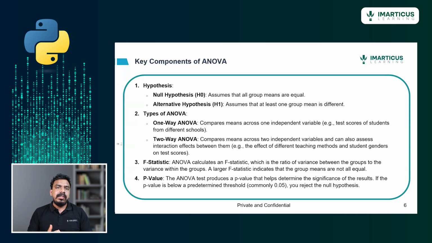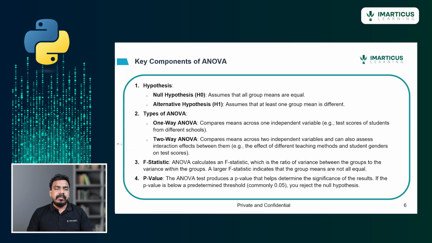The null hypothesis in ANOVA test states that all the group means are equal. The alternative hypothesis states that at least one group mean is different. There are various types of ANOVA test: one way ANOVA test, two way ANOVA test, and we have multiple others. We'll try to understand in detail the various types of ANOVA test going forward.